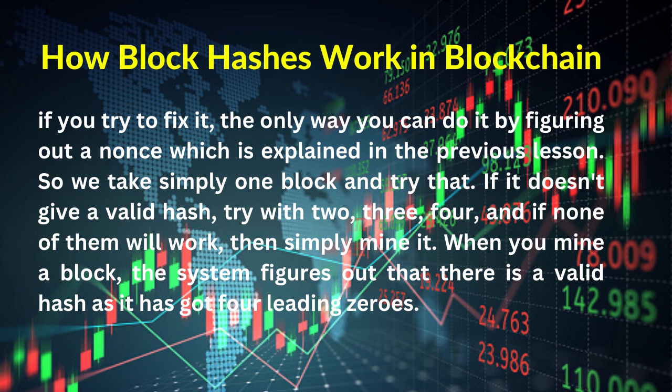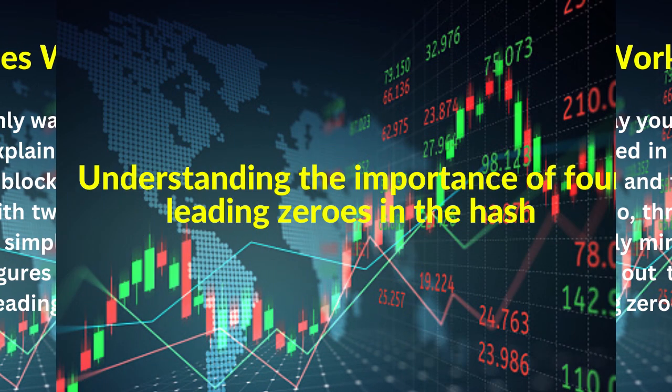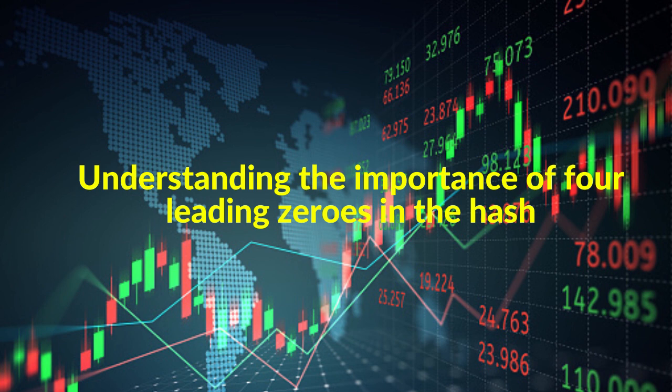A valid hash has 4 leading zeros, but as you notice, when you try to hash block number 2, this hash doesn't have 4 leading zeros. Therefore, it is still an invalid block, so you would have to mine this block as well. Also, you have to do that with every single block all the way to the front of the chain to fix the problem. The next topic is understanding the importance of 4 leading zeros in the hash.